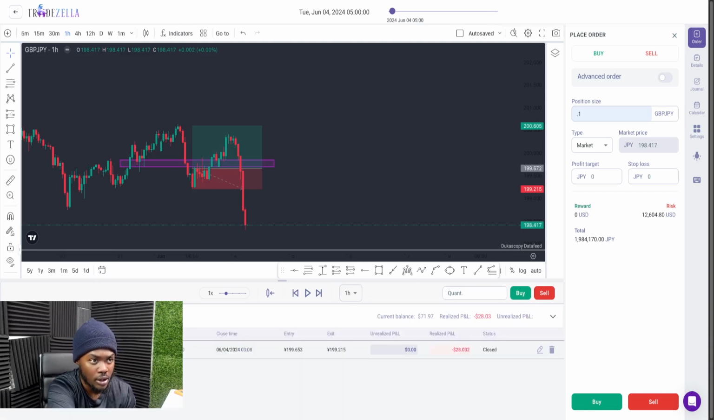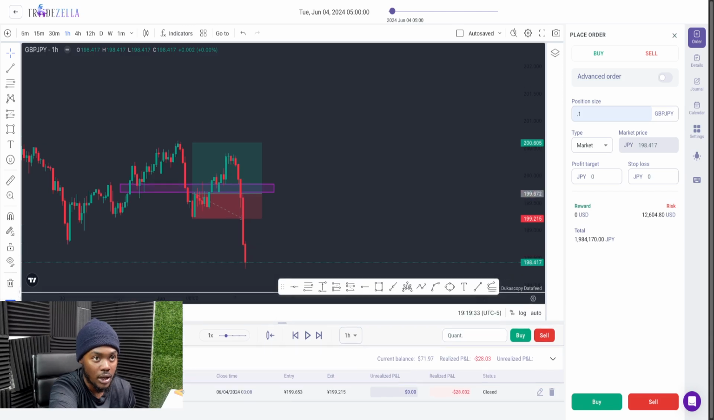So I lost $28 after calculating fees and stuff. About $28 that I lost on that particular trade. And then as you can see, my account balance reflects it. So I now have $71.97 in this particular account.